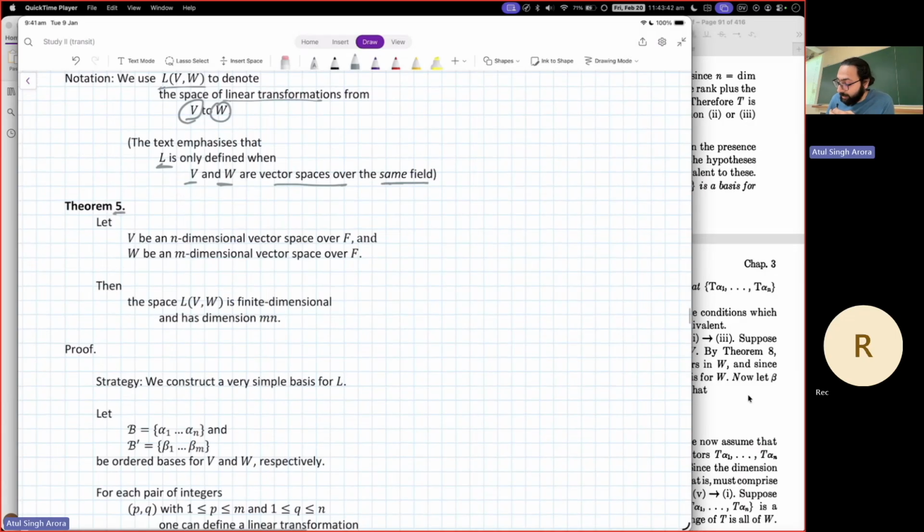So let's start with theorem 5. Theorem 5 says: let V be an n-dimensional vector space.